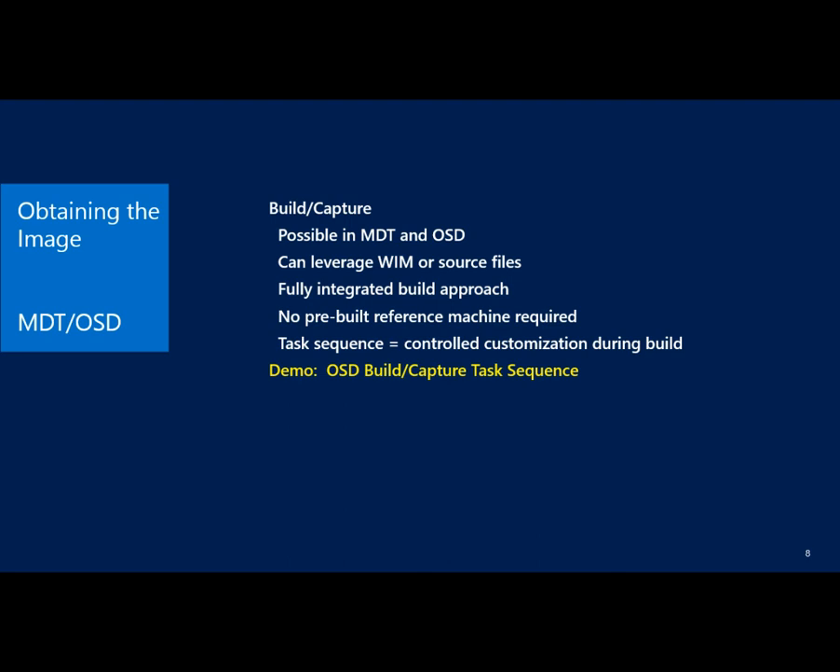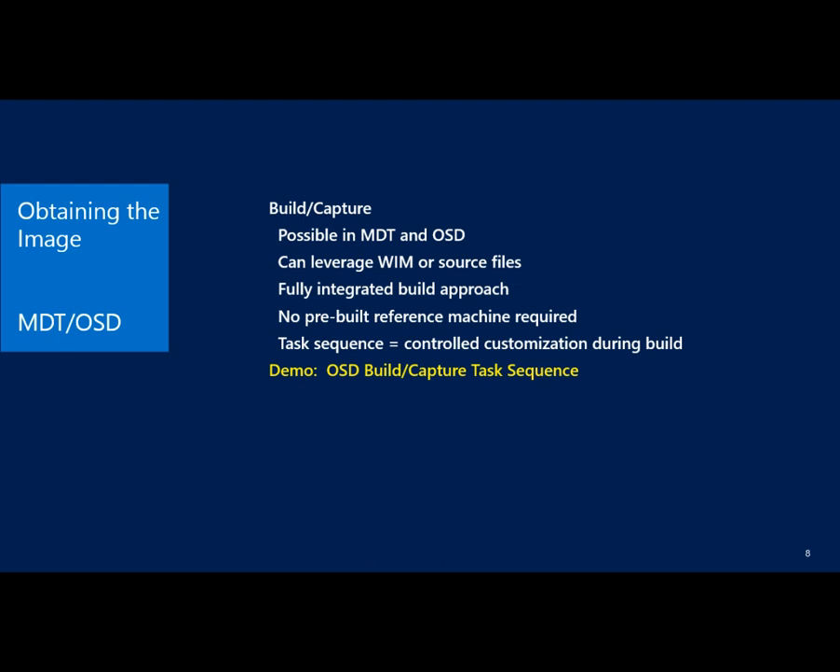So if there's ever a question about how that reference image was built, it's in the task sequence. If you ever need to modify that reference image, you modify the task sequence. Right? With a build and capture task sequence or approach, there is no need for a pre-built reference machine. Yes, you're going to build a reference machine as part of the process of using build and capture, but you don't have to do it yourself ahead of time. Right? The build and capture process will do that. And that's the beauty of it. The task sequence, very controlled customization during the build. It's the same every single time, and it's a pretty good experience.